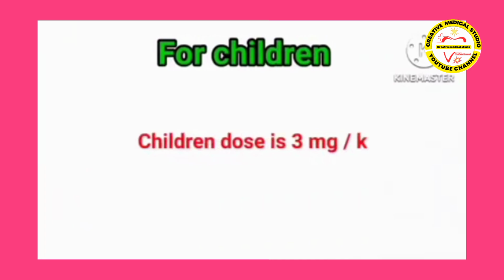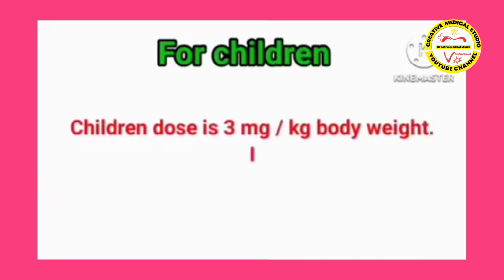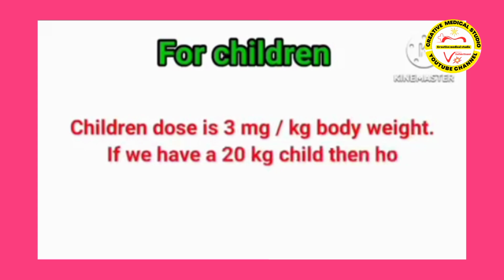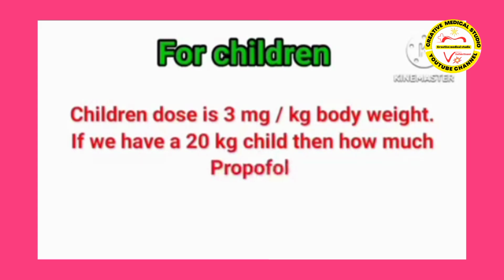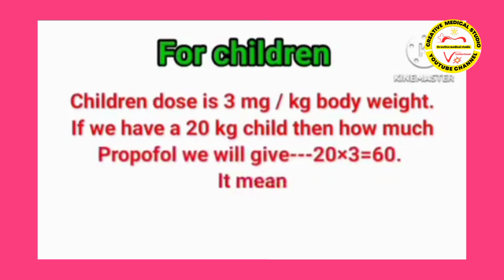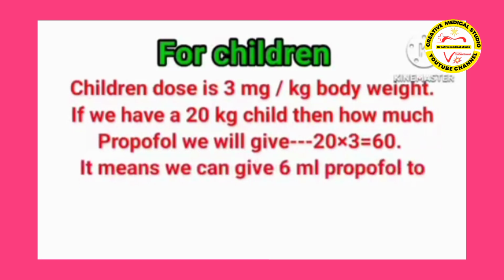For children, dose is 3 mg per kg body weight. If we have a 20 kg child, then how much Propofol we will give? 20 multiply 3 is equal to 60. It means we can give 6 ml Propofol.